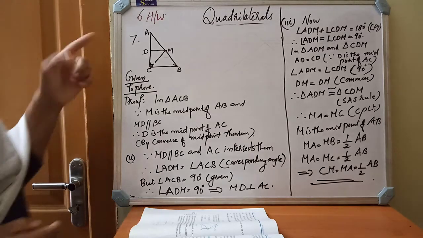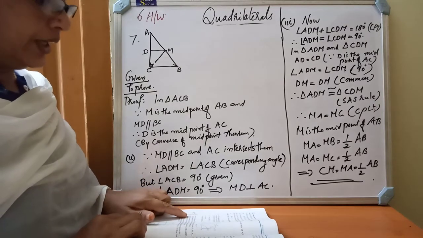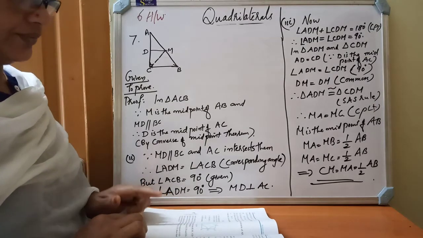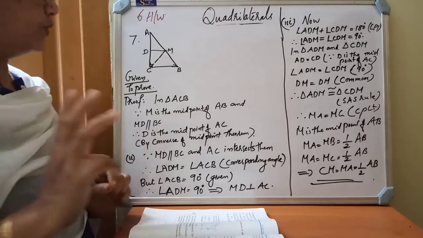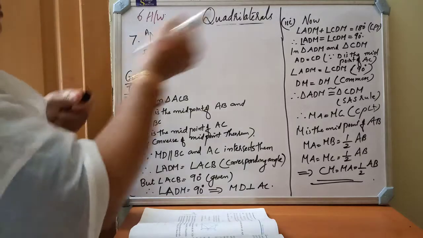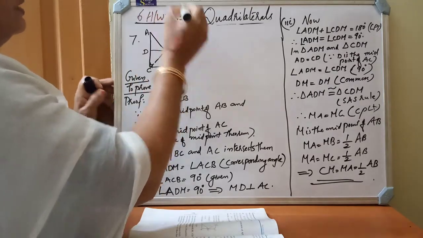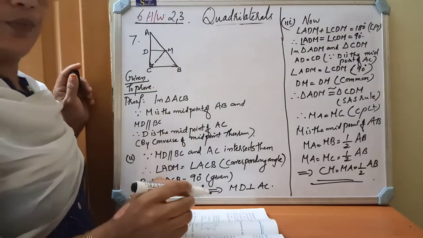See children, question number 6 is homework. So questions number 2, 3 and 6 from this exercise are the homework questions. These are the homework questions from exercise 8.2.